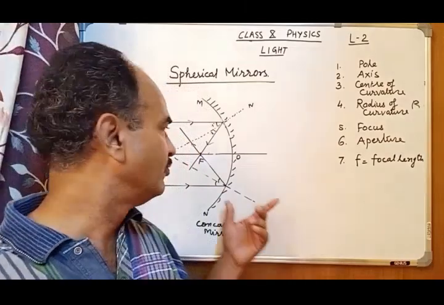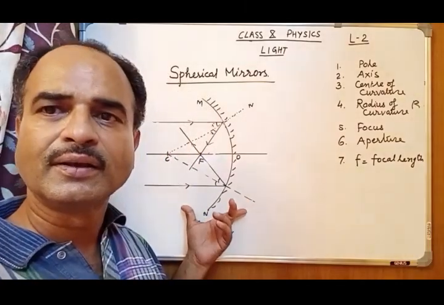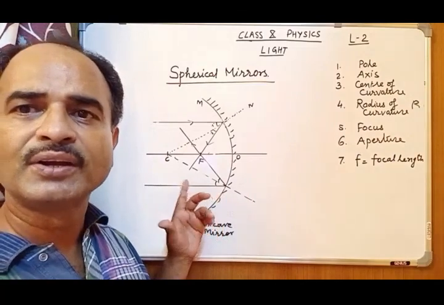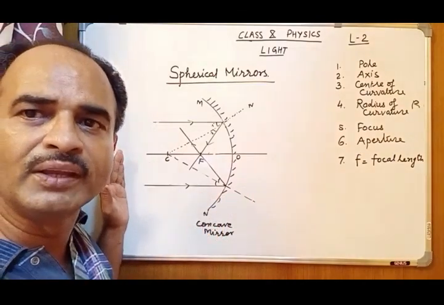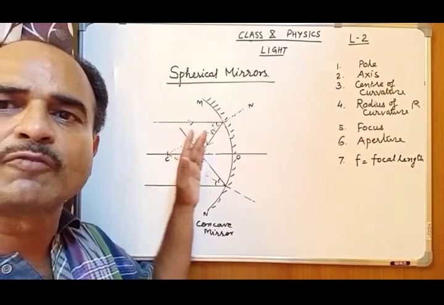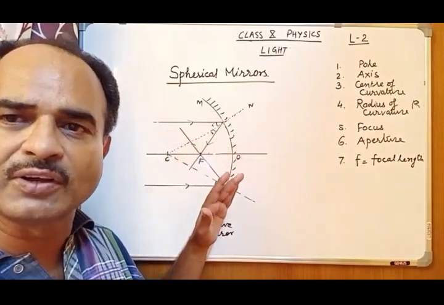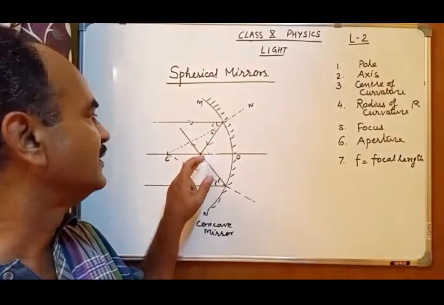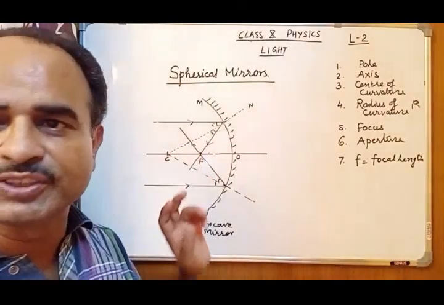So this is the ray diagram of one of the specific cases, when the object is placed far away from the mirror, then the image is formed at the focus in the case of a concave mirror, and these images are real and very highly diminished.